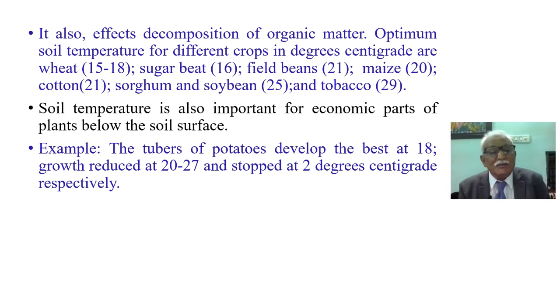Soil temperature is also important for economic parts of the plants below the soil surface. Farmers grow not only aerial parts but also underground parts, as in the case of tuber crops like potato. For example, the tubers of potatoes develop best at 8 degrees centigrade. Growth is reduced at 20 to 27 degrees centigrade and stopped at 2 degrees centigrade. When it is too low, they won't grow at all.